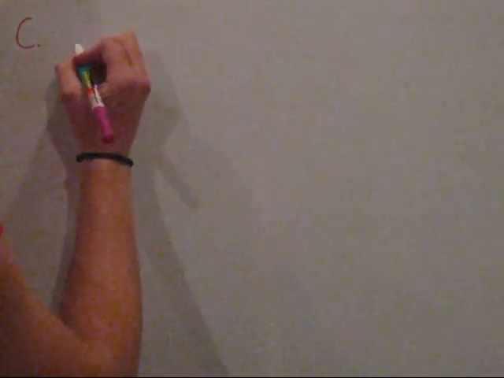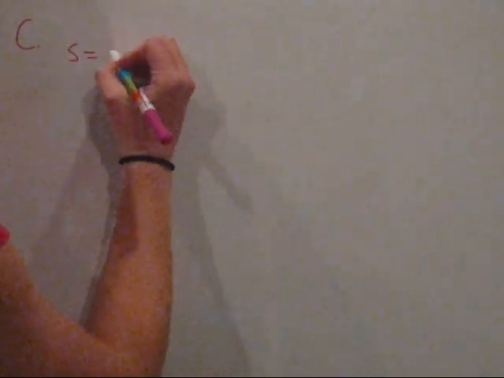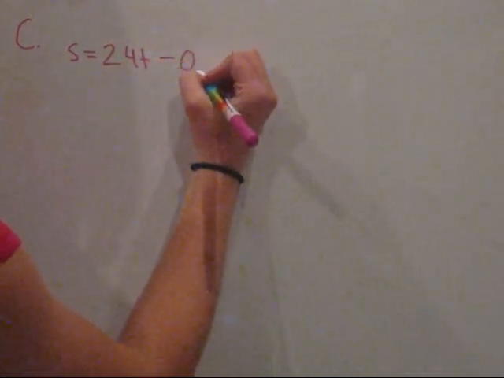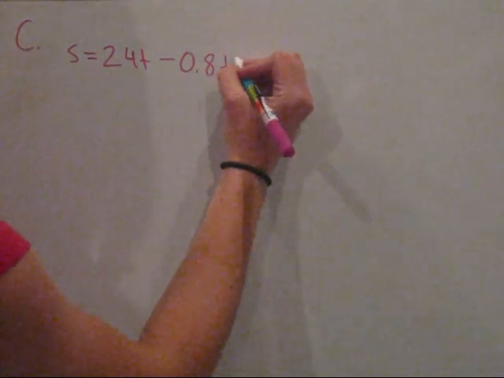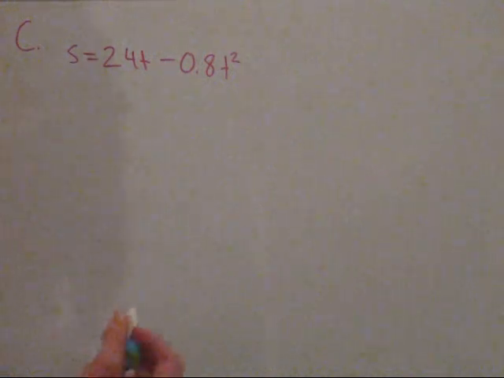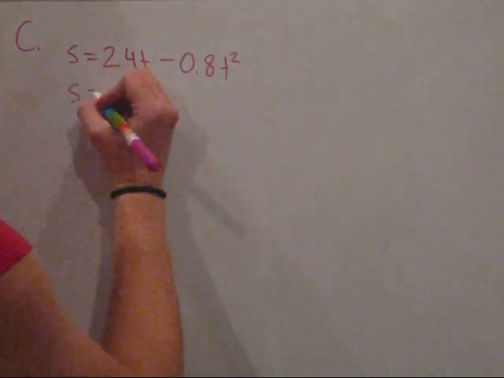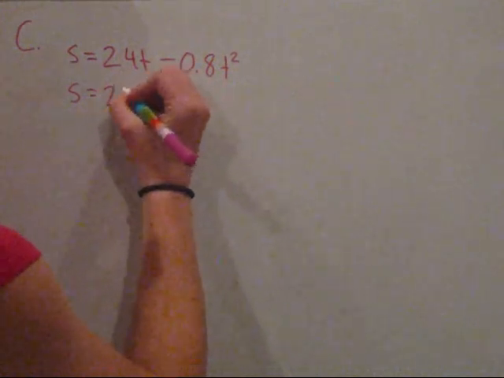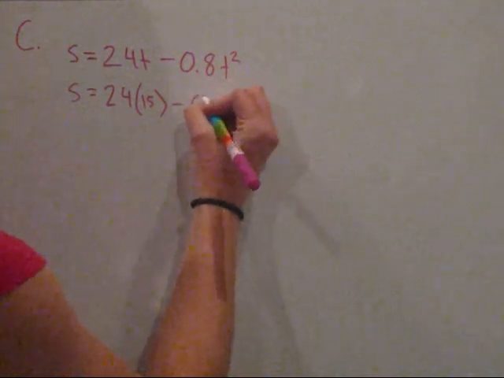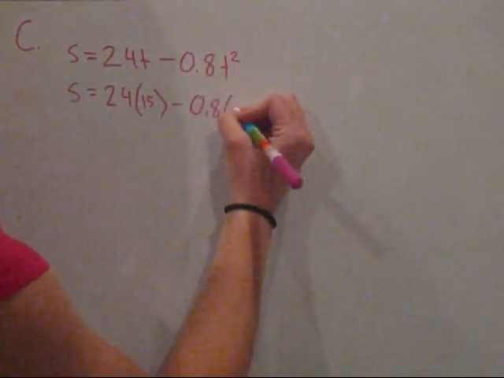To find how high the rock went, we will use the answer in the previous problem, which is 15 seconds. So to start, we'll copy down our original equation, which is s equals 24t minus 0.8t squared. And we will take the answer from our previous problem, which is 15 seconds, and plug it in for t, which gives us s equals 24 times 15 minus 0.8 times 15 squared.